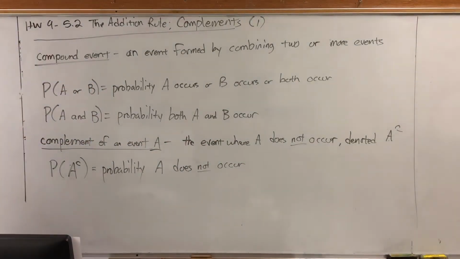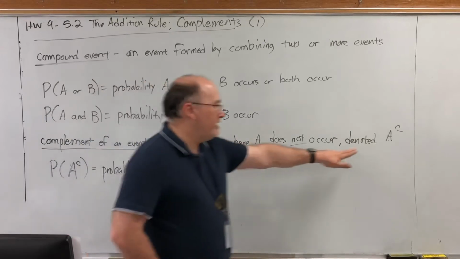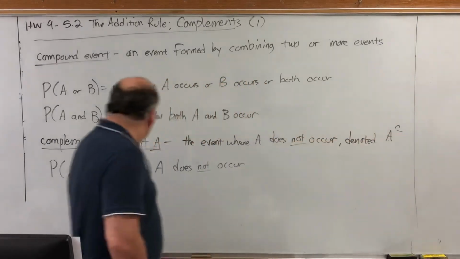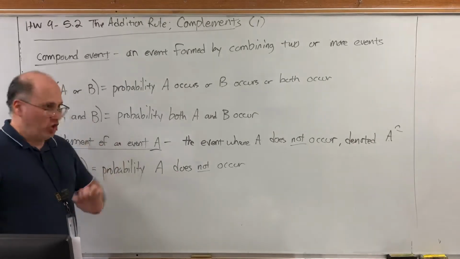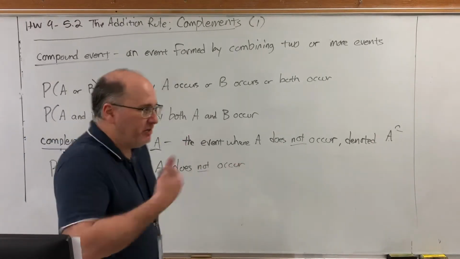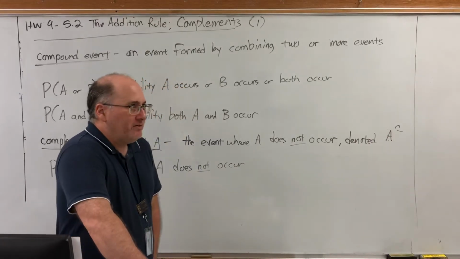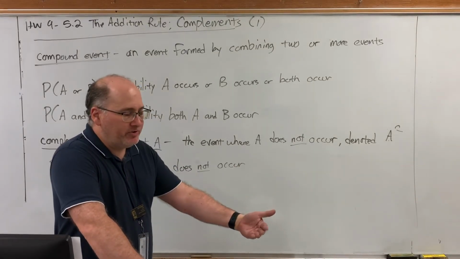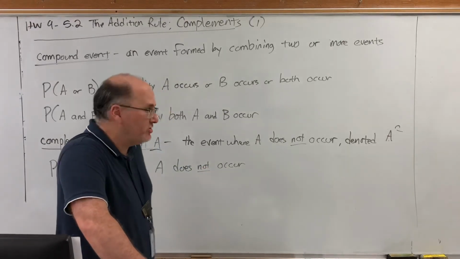We're also going to be looking at something called the complement of an event. The complement of an event A is the event where A does not occur, and it's denoted A with what looks like a power of C, but this is read A complement. So when you're asked the probability of A complement, you're being asked the probability that something does not occur. So for example, if the probability of drawing a diamond is 25%, what would the probability of diamond complement be? In other words, the probability that you don't draw a diamond. Well, gee, if there's a 25% chance that you draw a diamond, then there's a 75% chance that you don't.